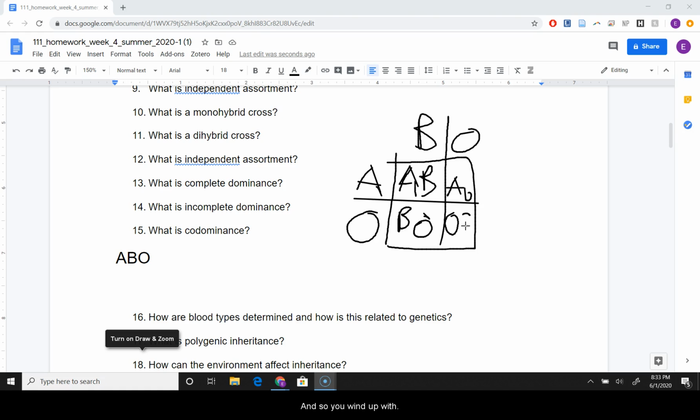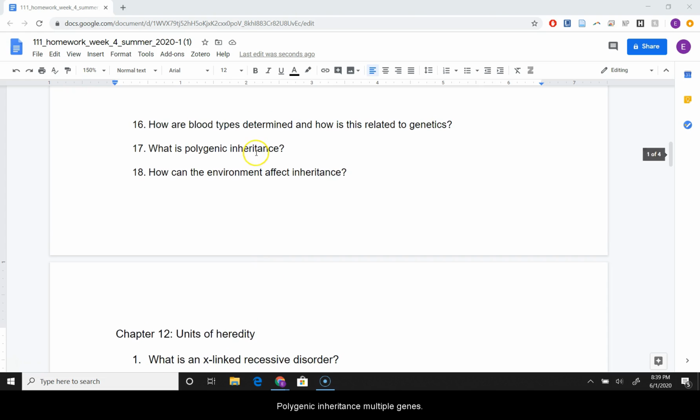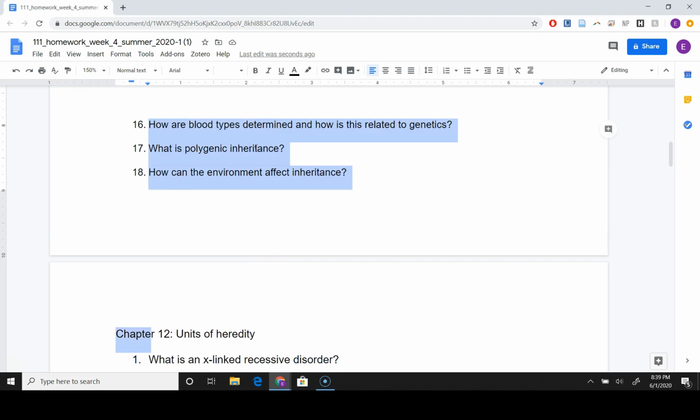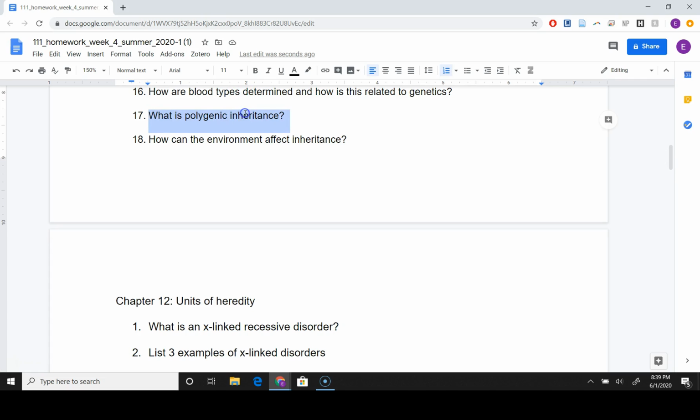And so this is actually a pretty interesting cross. They can have every variety of phenotypic kids here. They're not having every variety of genotype, but they're having every variety of phenotype. Okay, so polygenic inheritance: multiple genes are having an impact on your phenotype. Multiple genes are involved in which proteins you're creating and how they're interacting with each other. For human beings, most of our characteristics are impacted by multiple genes.